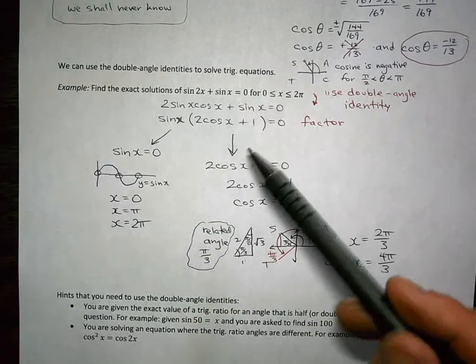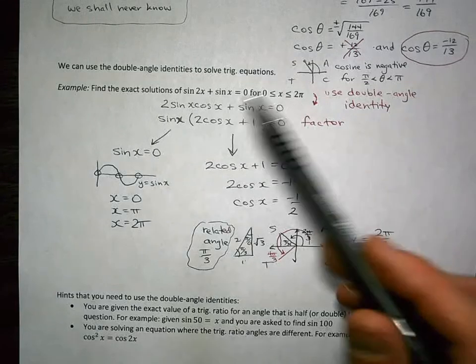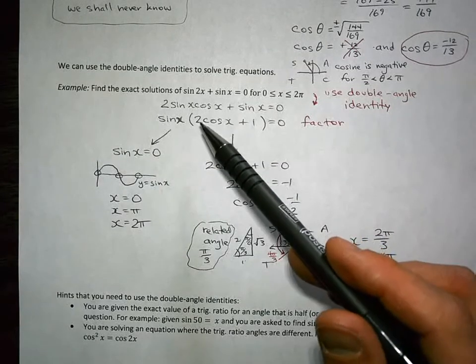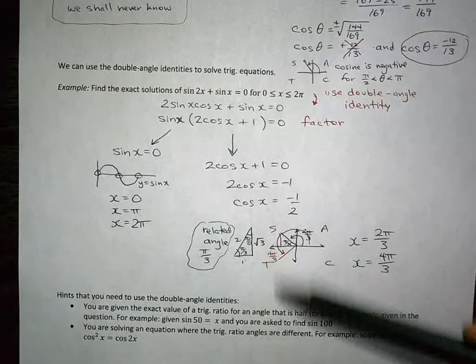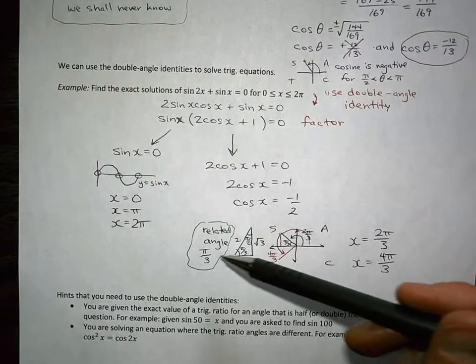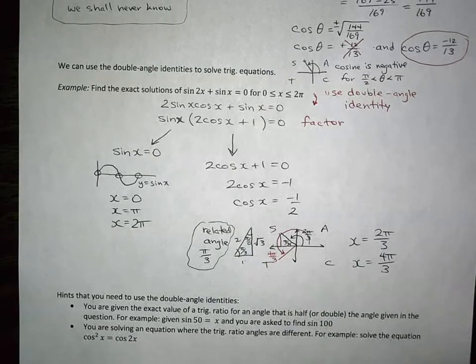So again, what did we do? We used the double angle identity to get into a situation that I can then factor and solve each factor. This got a little messy because I had to find the related angle, and I tried to draw it really small to make it hard on your eyes.